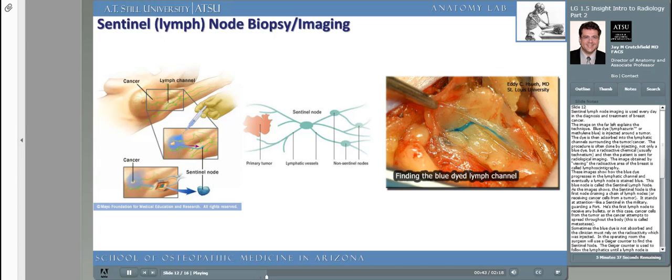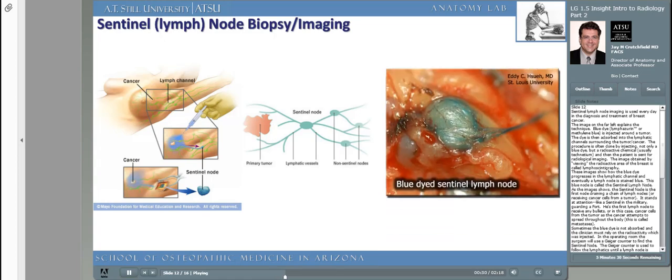These images show how the blue dye progresses in the lymphatic channel, and eventually a lymph node is stained blue. This blue node is called the sentinel lymph node. As the image shows, the sentinel node is the first node draining a chain of lymph nodes, or receiving cancer cells from a tumor. It stands at attention like a sentinel in the military guarding a fort. He's the first lymph node to receive any bullets, or in this case, cancer cells, from the tumor as the cancer attempts to spread throughout the body. This is called metastases.